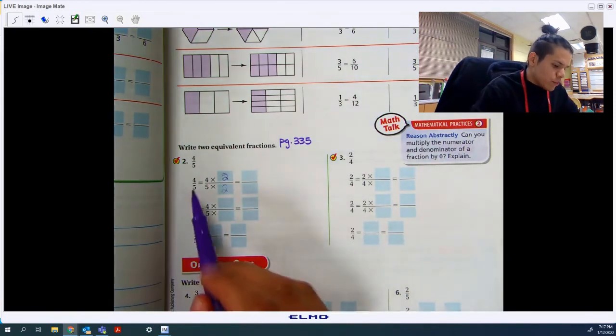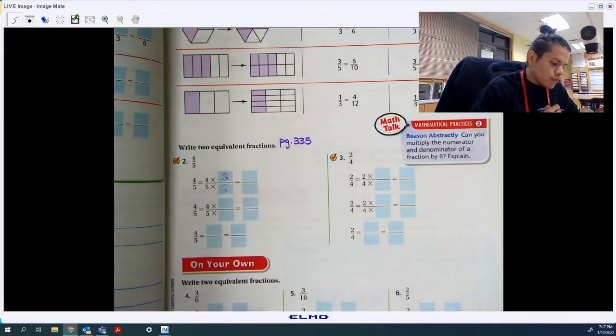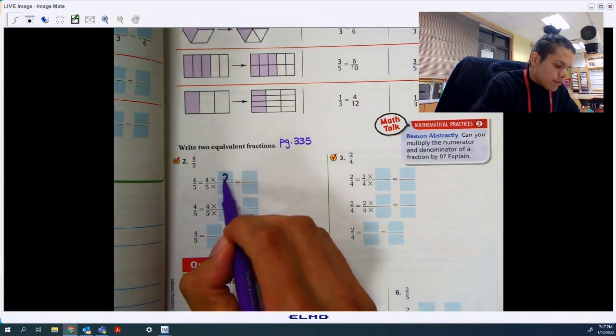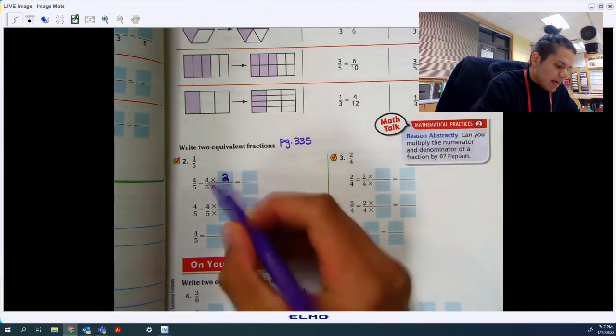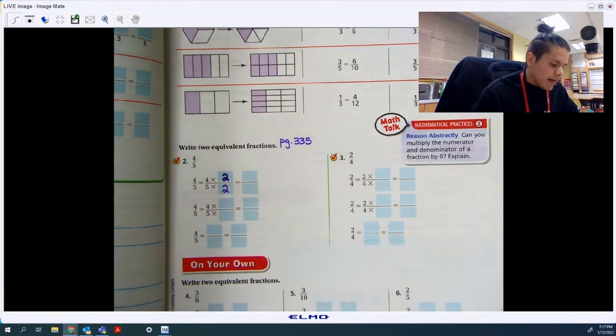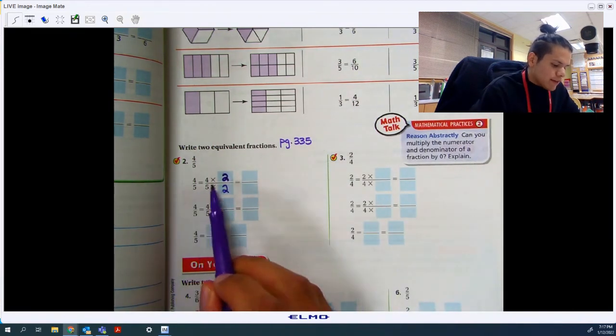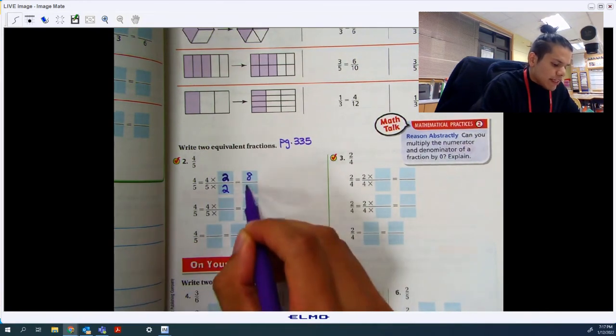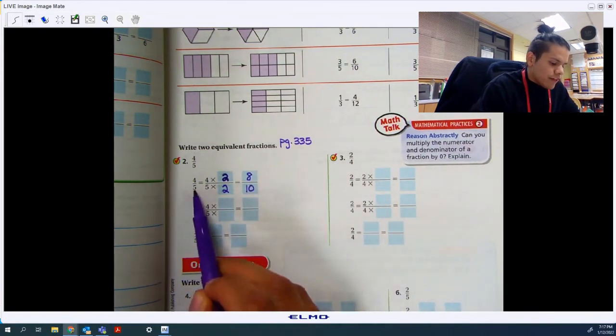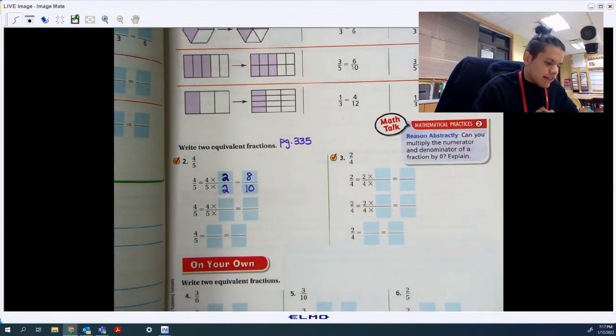So I'm going to take a look at 4 fifths, the fraction in number 2. In order to find an equivalent fraction, I need to multiply the numerator, or the number on top, and the denominator, the number on bottom, by the same number. 4 fifths, 4 times 2 is 8. 5 times 2 is 10. 4 fifths is equivalent to 8 tenths.